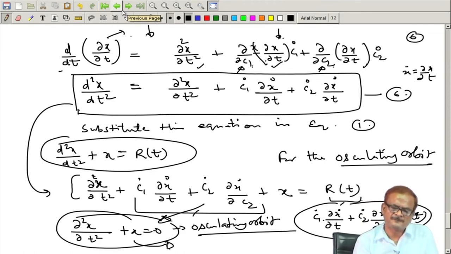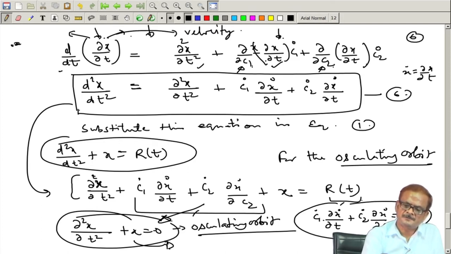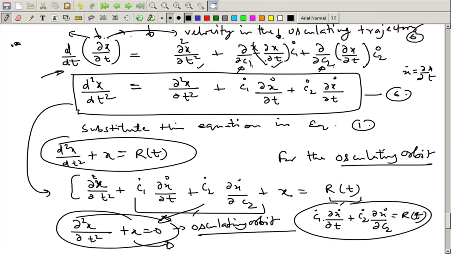oscillating trajectory, and then what we do: this is the velocity in the oscillating trajectory, dou x by dou t. So, if we differentiate this, how is it going to appear? This is the velocity in the oscillating trajectory, and if we differentiate it with respect to time, it will appear in this way. Velocity in the oscillating trajectory, differentiated with respect to time, gives me acceleration. Okay.